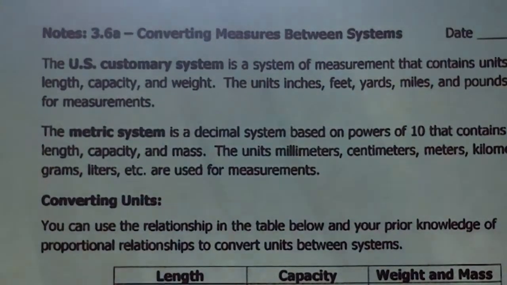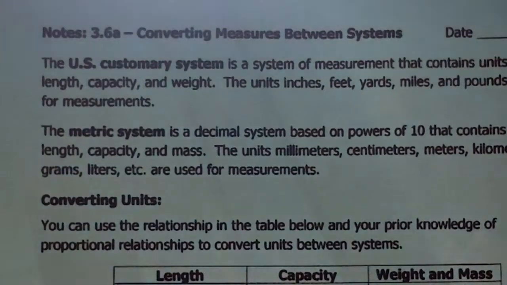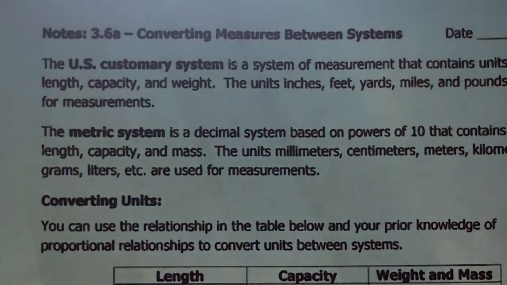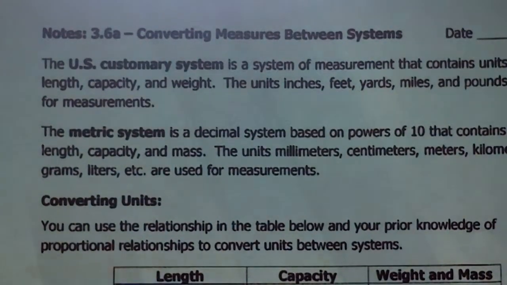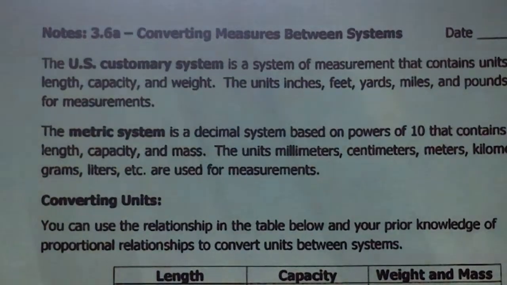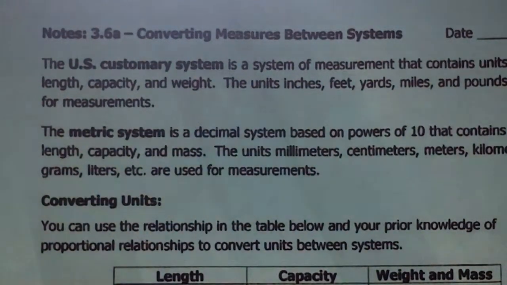Basically there's 2 systems. There's the U.S. Customary system, a system that contains measurements for length, capacity, and weight, and they use inches, feet, yards, miles, pounds. There's also the metric system, a decimal system based on powers of 10 that contains units for length, capacity, and mass. They use millimeters, centimeters, meters, kilometers, grams, liters, etc.